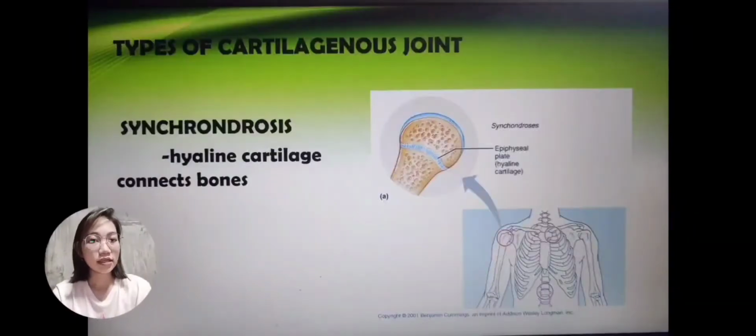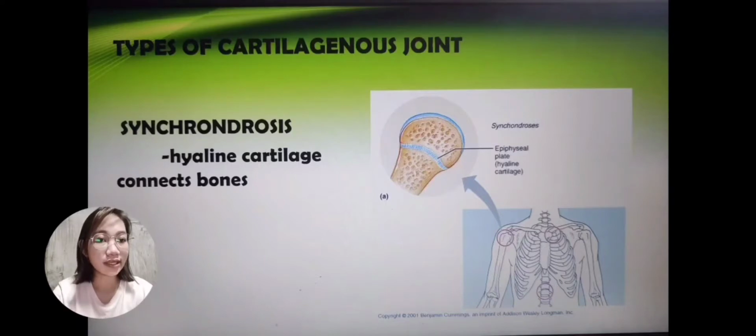Then next, let us proceed to the types of cartilaginous joints. First is the synchondrosis. Synchondrosis is a hyaline cartilage that connects the bones. Ayan, kung mapapansin natin, yung mga maliliit na cartilage na tinatawag natin na hyaline cartilage, yun yung mga nagko-connect sa mga bones natin.